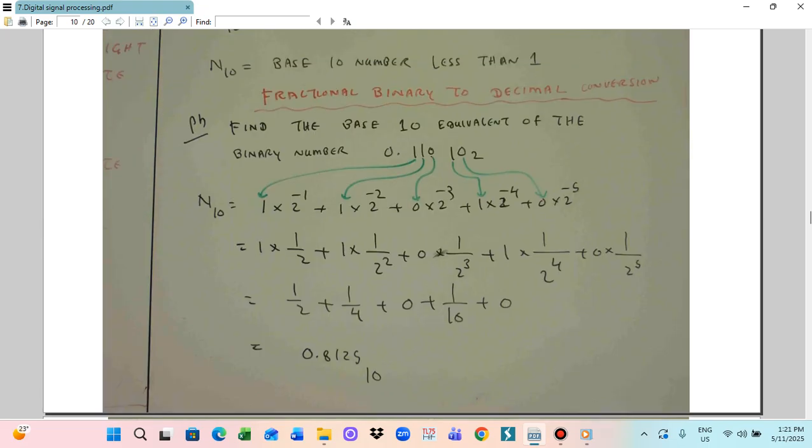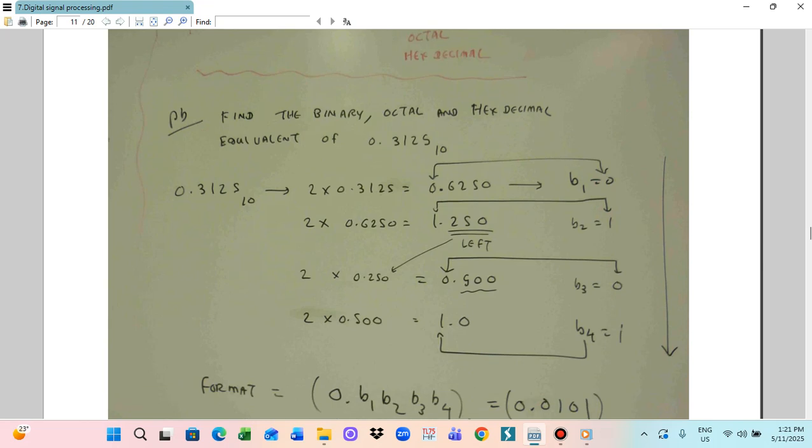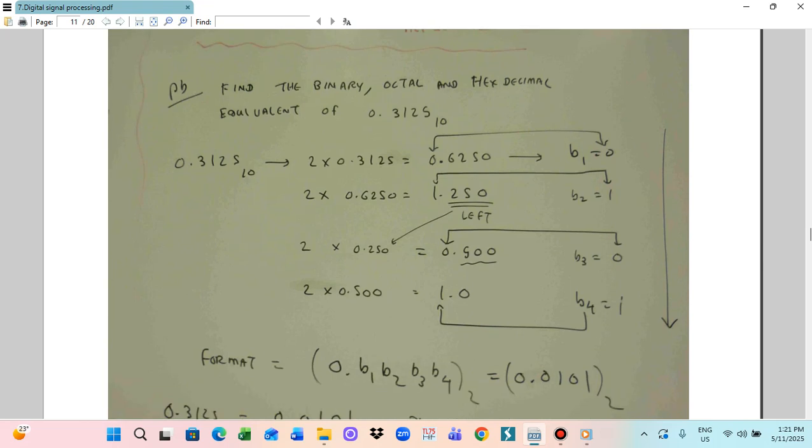This one is 0 because there's no integer. Because this is a decimal, we only see the number after the decimal. Before the decimal there is 0, so bit 1 is equal to 0, because before the decimal there is only 0. Okay, then you got 0.625.